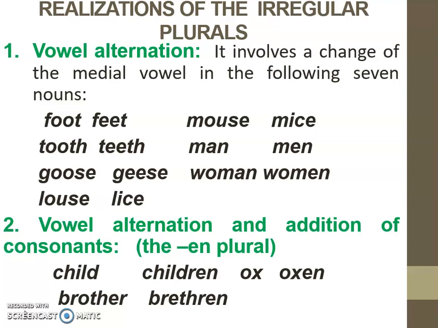So these are special cases, and these phonological processes are non-productive. Because of this, we don't apply these processes nowadays. And there are special cases. Let's analyze the processes involved in the realization of some irregular plural forms.